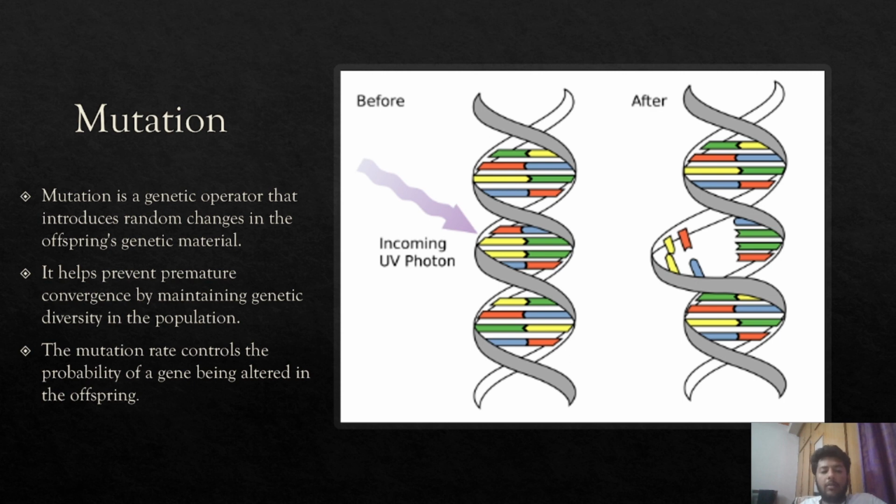Also, it helps prevent premature convergence by maintaining genetic diversity in the population. That is, if we have convergence in the particular population, so all genes tend to perform in a similar way, this is prevented, and it is a good thing. So the mutation rate controls the probability of a gene being altered in the offspring.